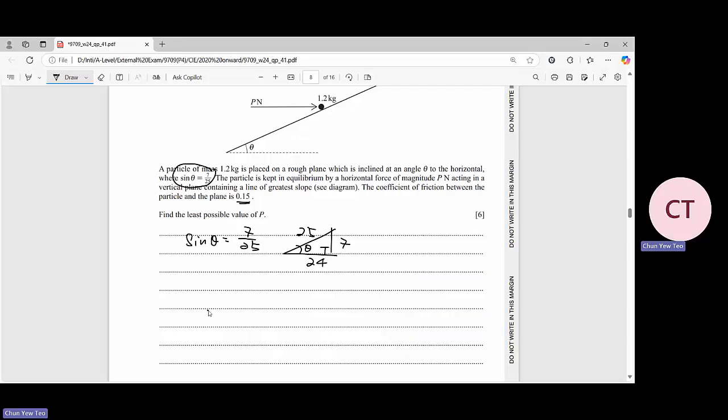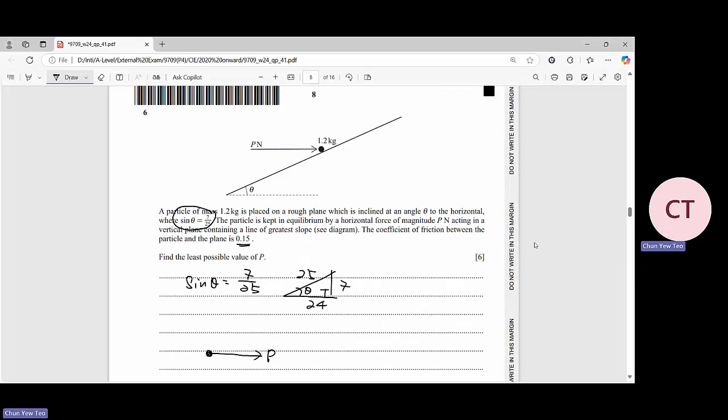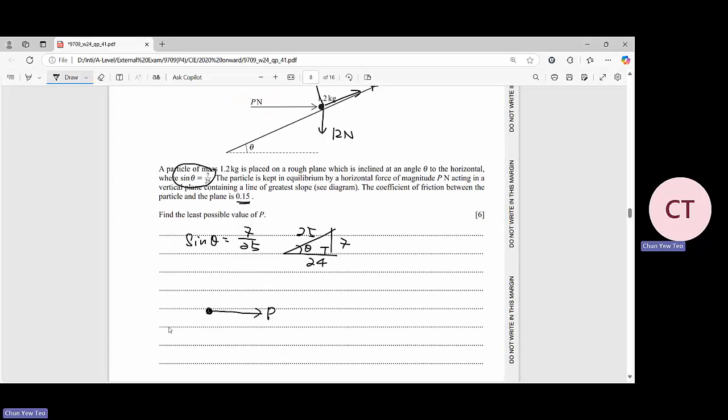I will redraw my diagram, with the force P going outward from the particle. This is the weight, 12 Newton. This is your normal contact force R. And your frictional force is going up or going down. We can investigate this here. So this is the plane, this is the R, and this is the 12 Newton.